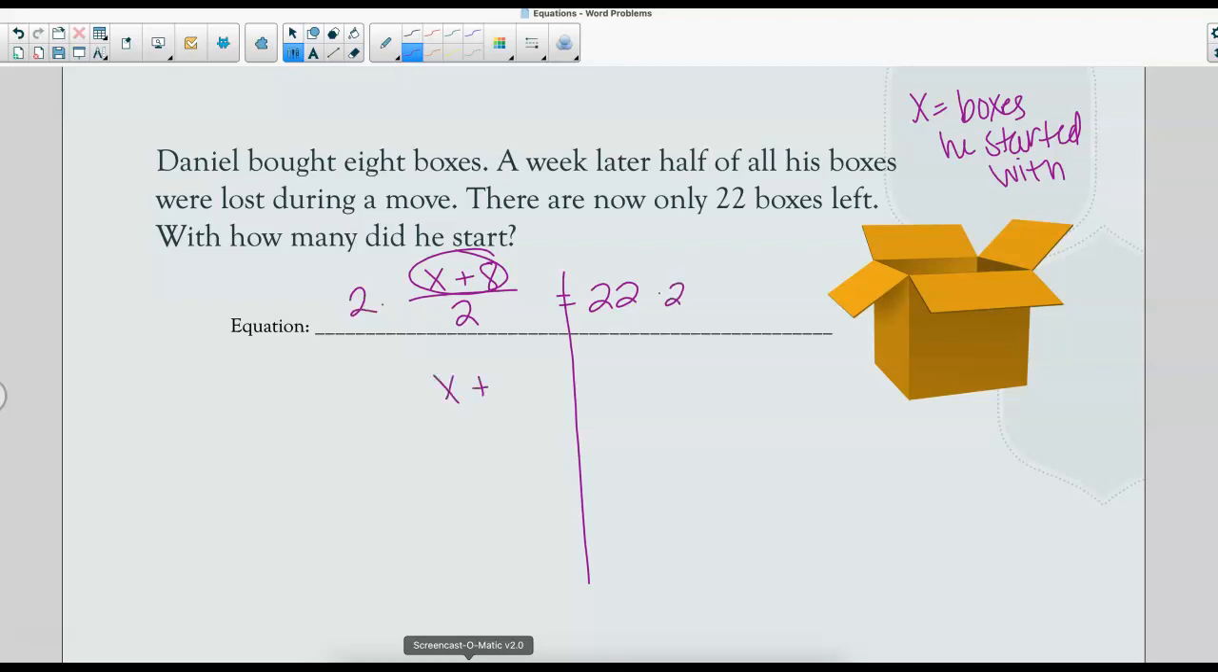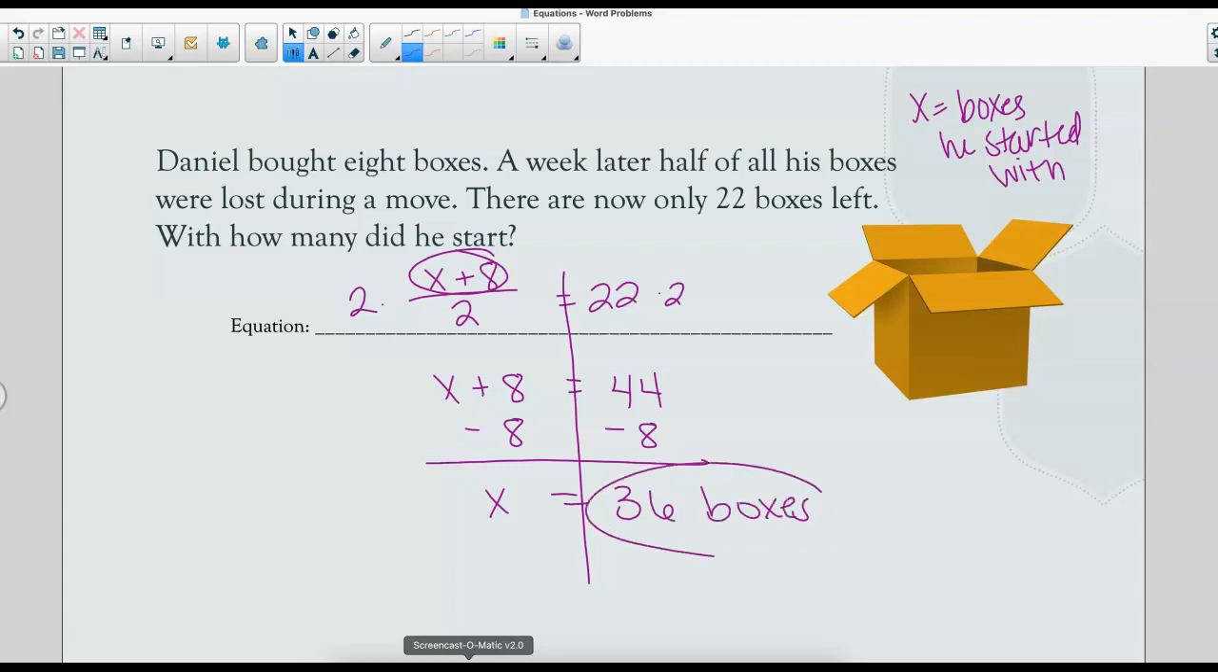So x plus 8 equals 44. Minus 8 from each side. X equals 36 boxes. So he started with 36 boxes. Okay, and would that make sense? If he started with 36 boxes and he bought 8 more, he'd be at 44, and he lost half of them, he'd be at 22, which is exactly what the problem says. Questions there?